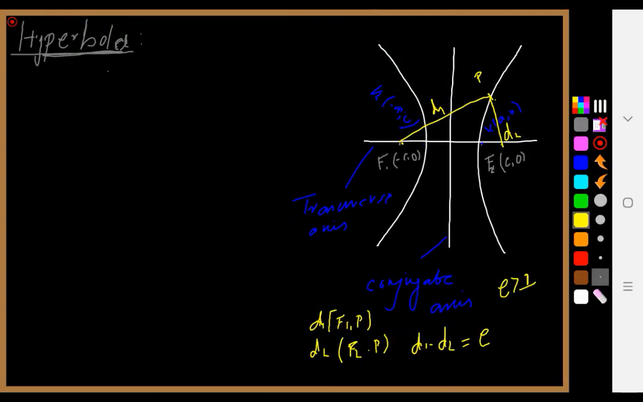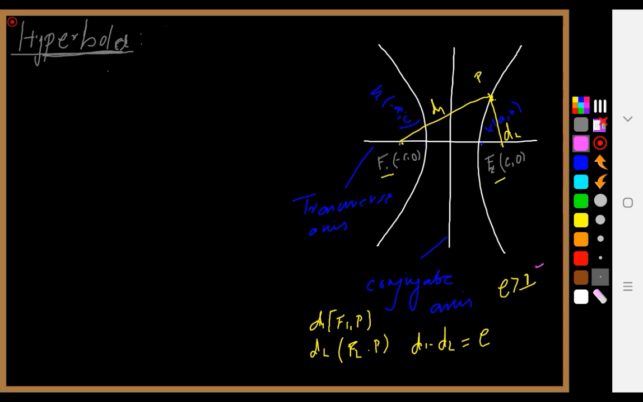You can see here that P is any point in a plane and the two fixed points are F1 and F2. The distances are F1 to P and F2 to P. If we take the difference of these two distances, d1 and d2, it holds the same constant quantity. So the set of all points whose difference of distances from two fixed points is a constant quantity is known as a hyperbola.